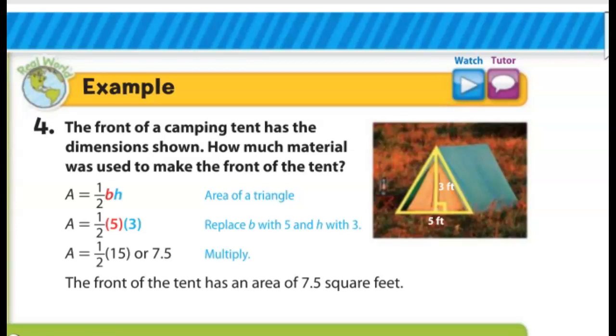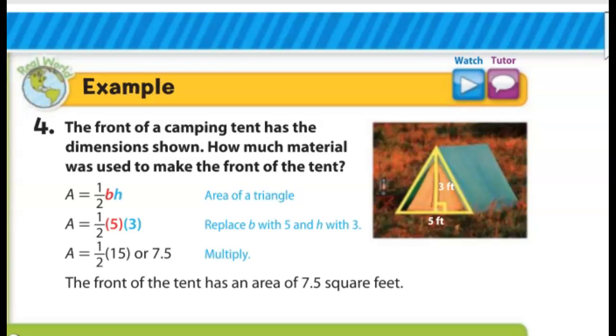It says the front of a camping tent has the dimensions shown. How much material was used to make the front of the tent? And it gives us the information of 3 feet. Is 3 feet going to be the base or the height? Answer that for me, please. 3 feet is the height because you can see it creates a perpendicular line with the side of the triangle, which is 5 feet, and that will be the base in this situation.